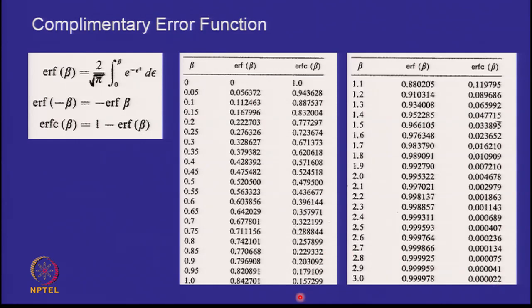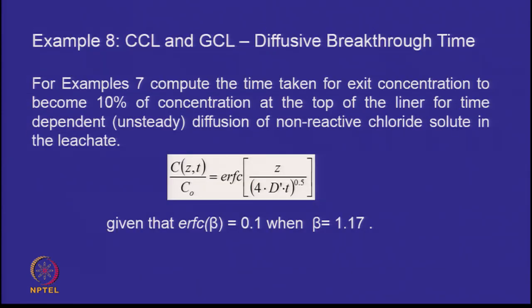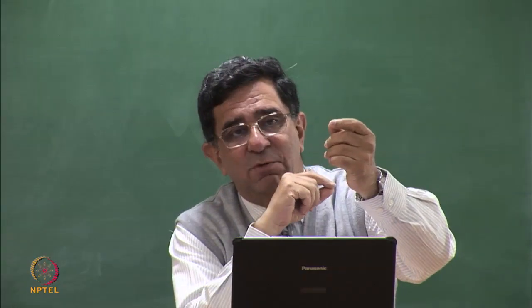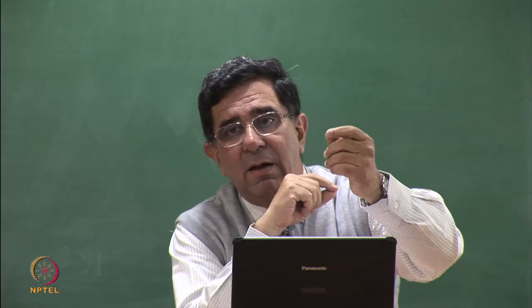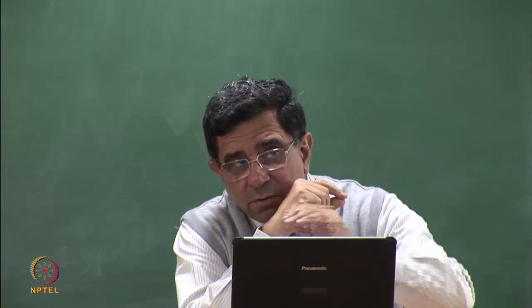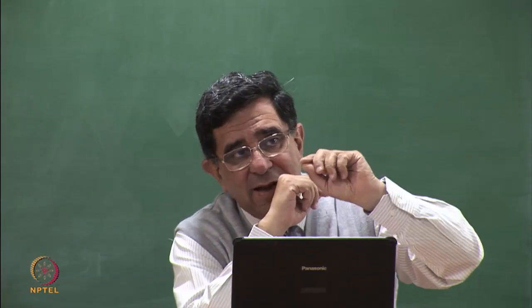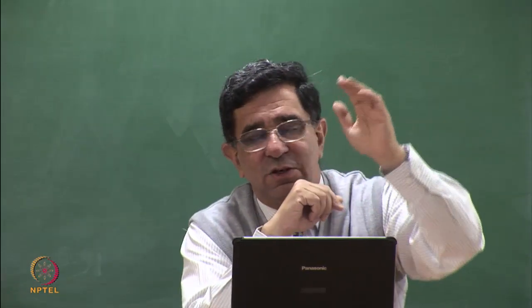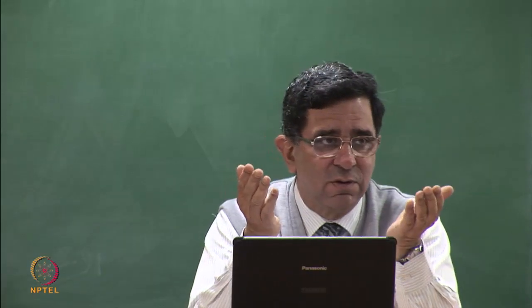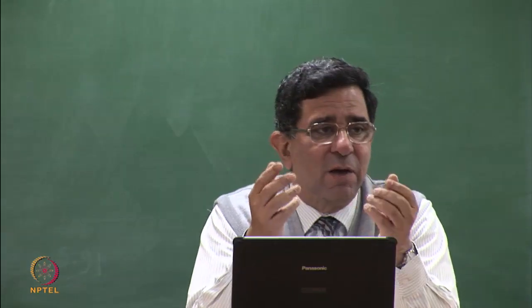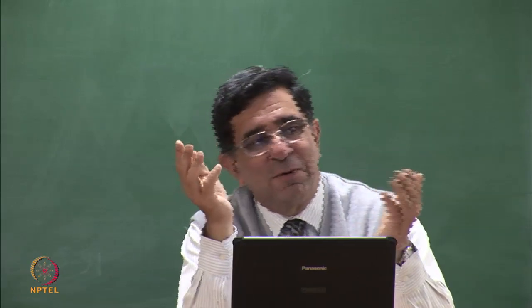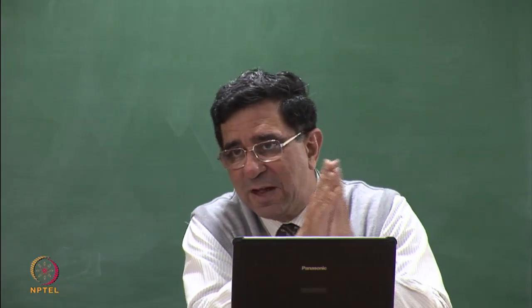So in this case, we are going to give you a simple problem. How do I calculate breakthrough time? Breakthrough time is when the first contaminant comes through, right? For the purpose of this problem, we are going to say when does the concentration at the bottom of the liner become 10% of the concentration at the top? You have to give some value. You may say, no, when the first comes through, it can be 0.00001%. That's a difficult one to do mathematically.